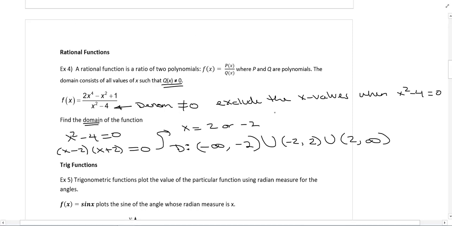Now again, if you have a hard time going directly from that to the interval notation, draw yourself a number line. What would you shade? So I will put minus 2 and 2, and those are not included, so open circles. But then everything else is okay, because it says all real numbers except minus 2 and 2. So I will shade everything except those two values, and then that translates to our interval notation.